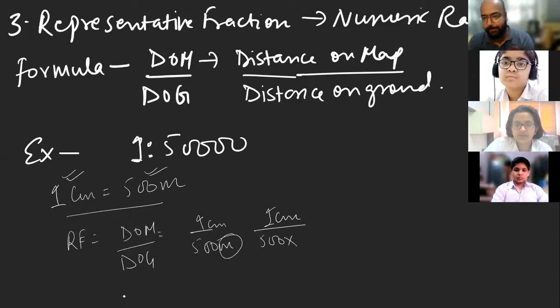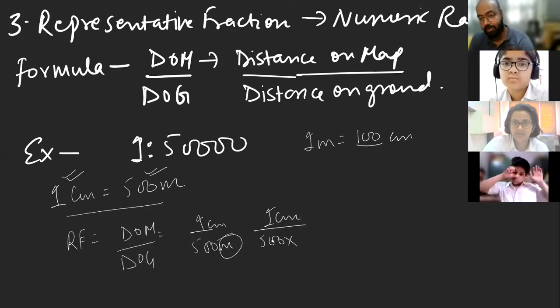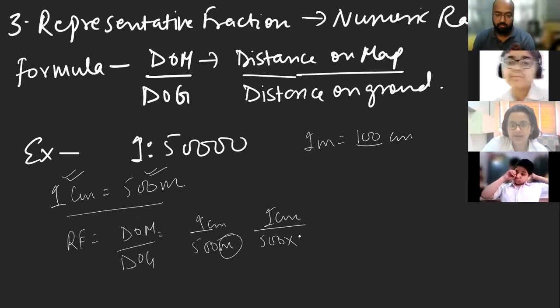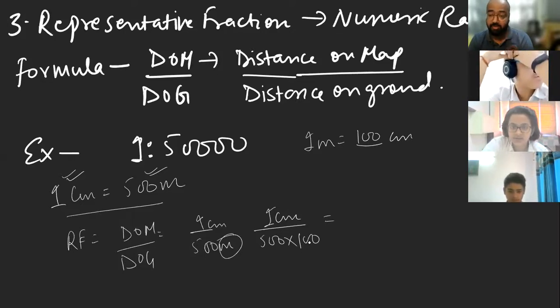Who said 10? Bacho, 1 meter is equal to 100 centimeters. Then why multiply with 10? It has to be multiplied by 100. So this is 50,000. You all are in class 7 and don't know the conversions. It is very wrong. How can you multiply by 10, beta?